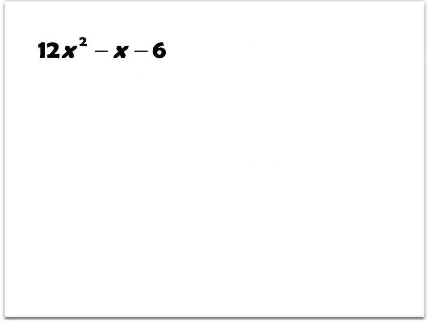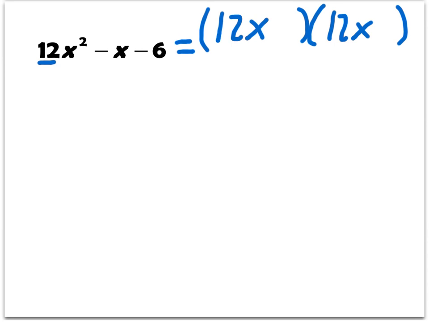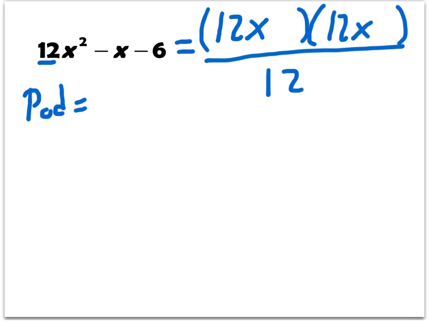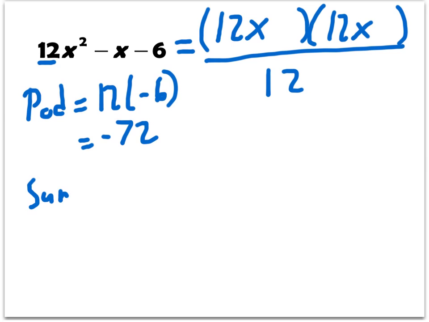Here's another example of factoring a quadratic where the leading coefficient is not 1. And so we'll set it up the same way. We're going to put a 12x plus or minus something times a 12x plus or minus something. We're going to divide that by 12. Okay? And now we need to fill in these numbers with two numbers whose product is equal to 12 times a negative 6, which is a negative 72, and whose sum is equal to a negative 1.